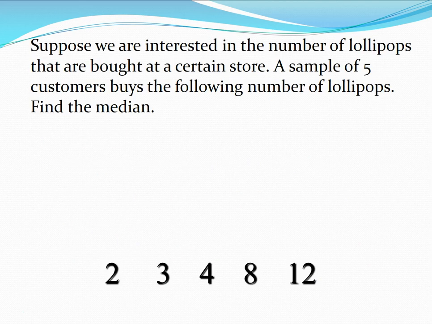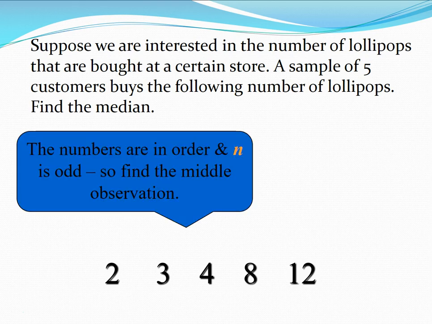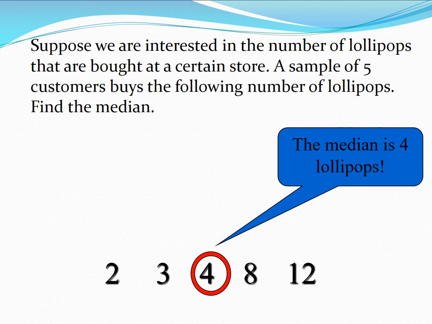Here's an example. Suppose we are interested in the number of lollipops that are bought at a certain store. We take a sample of 5 customers and we have the following number of lollipops. We want to find the median. Well, the numbers are in order and n is odd. So we want to find the middle observation. 2, 8, there it is. That's the median, the number in the middle.